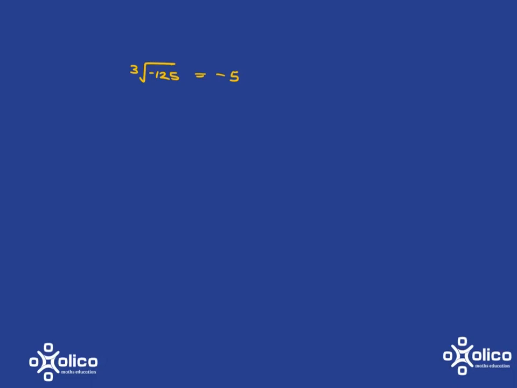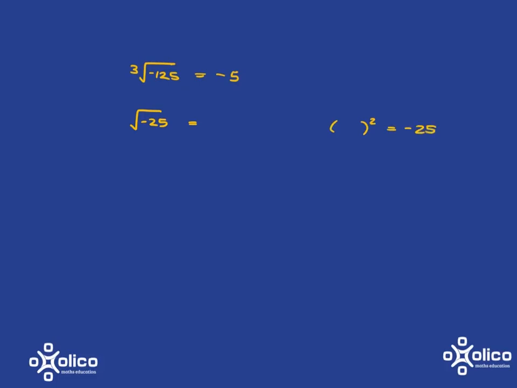Now you might have noticed I was very happy to talk about negatives when I was dealing with cube roots, like the cube root of negative 125 is negative 5. But I deliberately avoided talking about negatives when I was talking about square roots. Why is that? Well, let's think about the square root of negative 25. I'm asking myself, what squared will give me negative 25 as the answer?